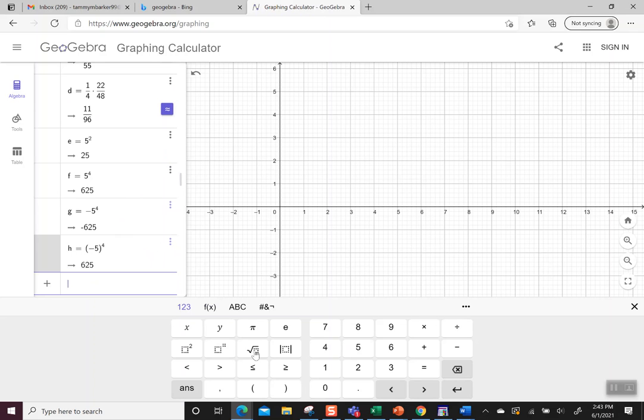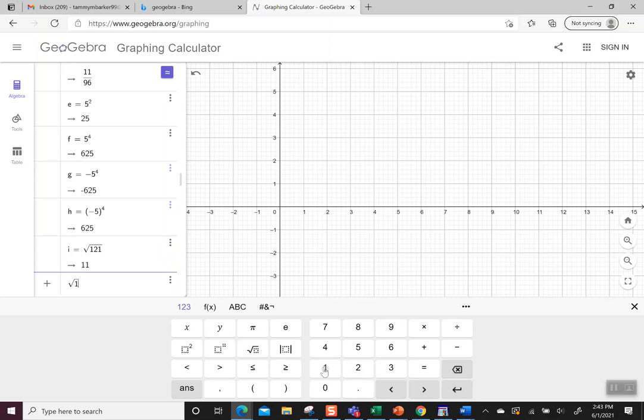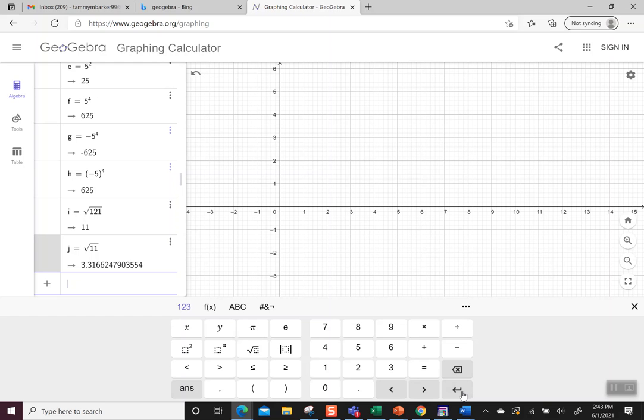Square root, so let's say I had the square root of 121. I can see the answer is 11. But maybe if I put the square root of just 11, it doesn't come out to be an integer, it comes out to be a decimal. I have 3.316624. It keeps going, but it does give you an approximation. It doesn't give the choice to go back to a fraction because this number is never going to be a fraction.